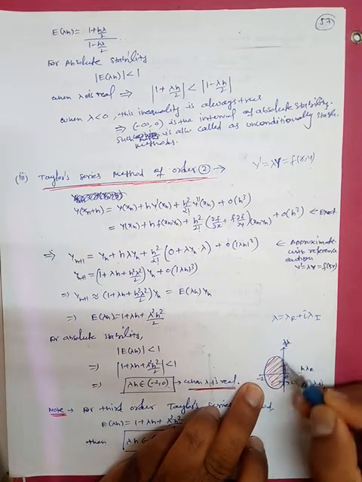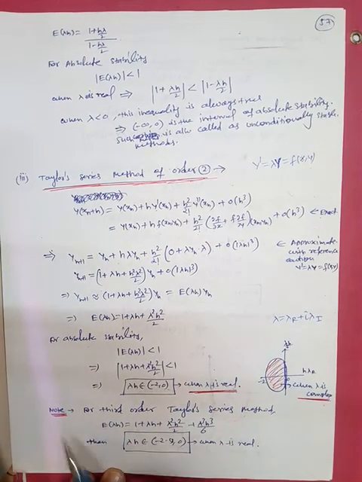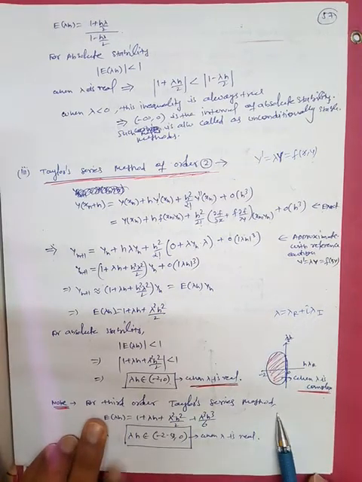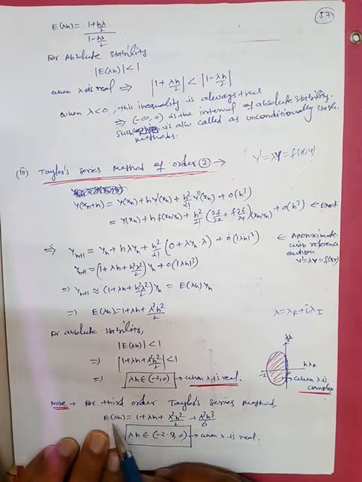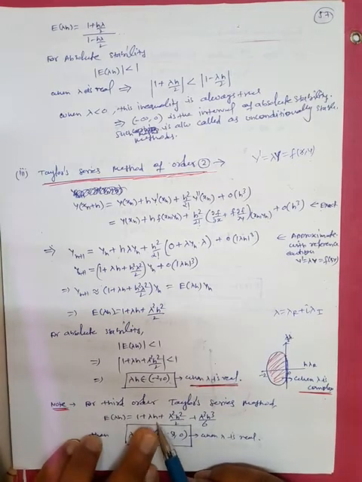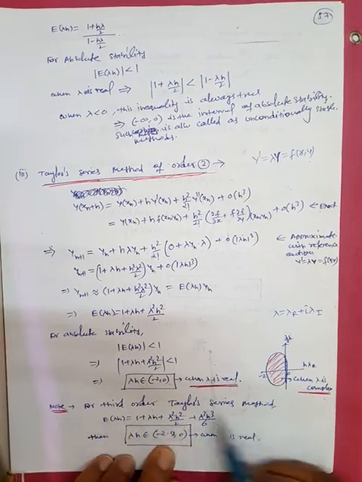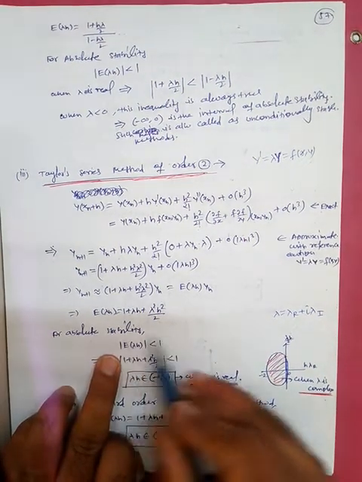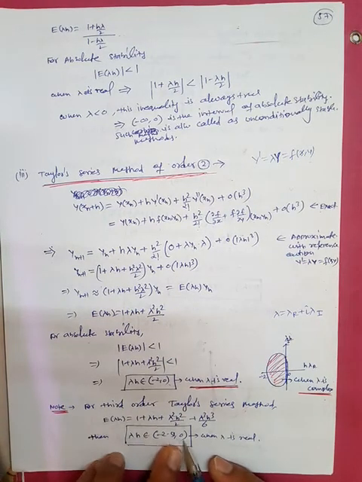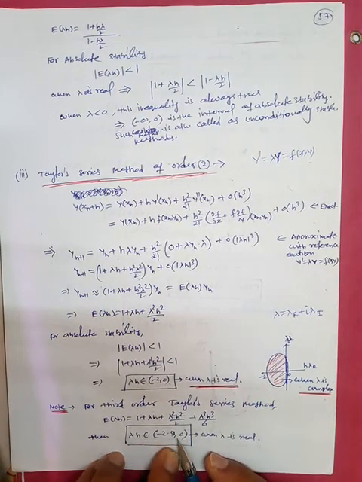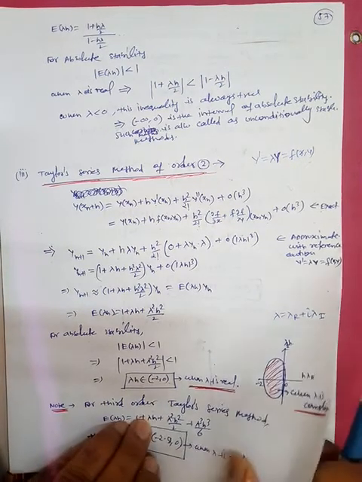Okay, we will get this type of shape when lambda is a complex number. Note that for the third order Taylor series method, because here we have taken the second order method. Suppose you are taking the third order method, then e^(lambda h) will be nothing but 1 plus lambda h plus lambda square h square by 2 plus lambda cube h cube by 6. And when you again use this relation for stability, then the interval will be lambda h belongs to -2.51 to 0. So this interval will come when lambda is real.